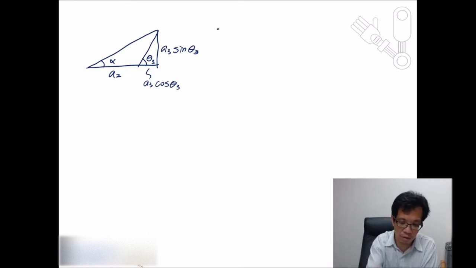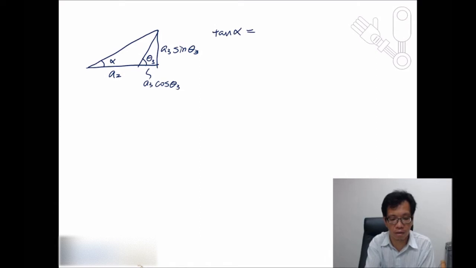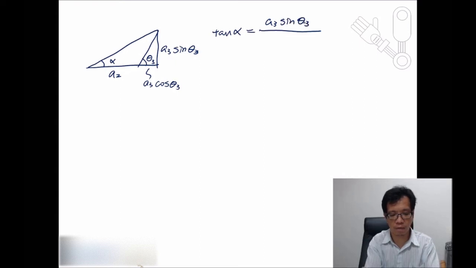So with this specific information, it's straightforward for us to do. We can start to do tangent alpha. Tangent alpha is going to be height divided by bottom. So in this case, I got A3 sine theta 3 as my numerator. The denominator is going to be A2 plus A3 cosine theta 3.